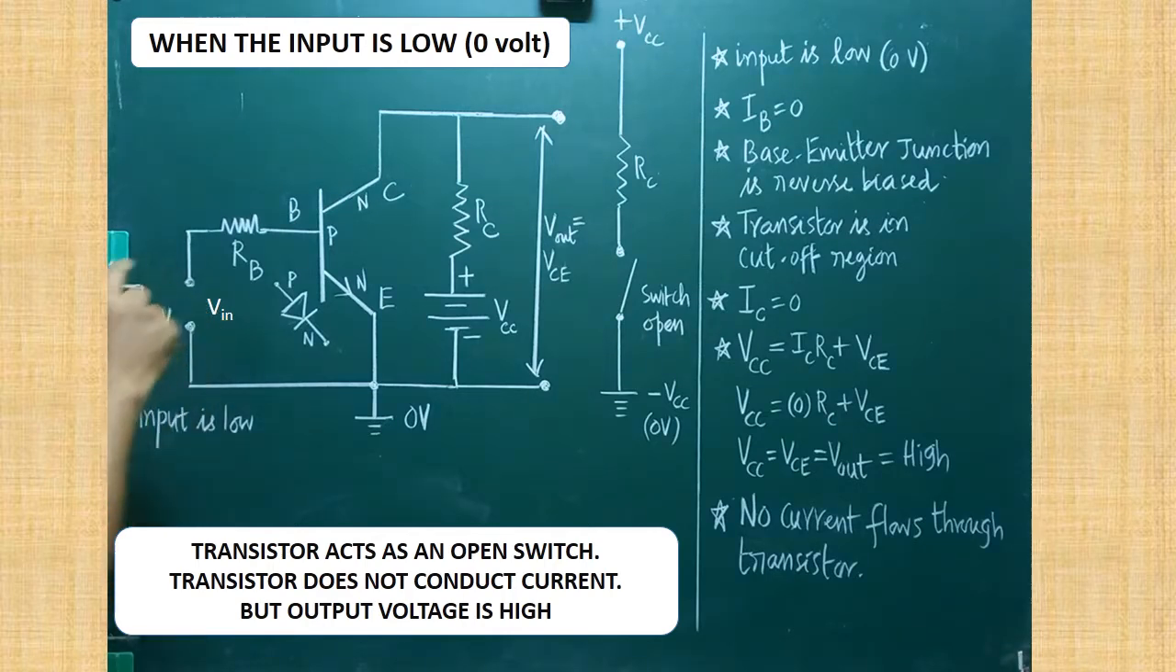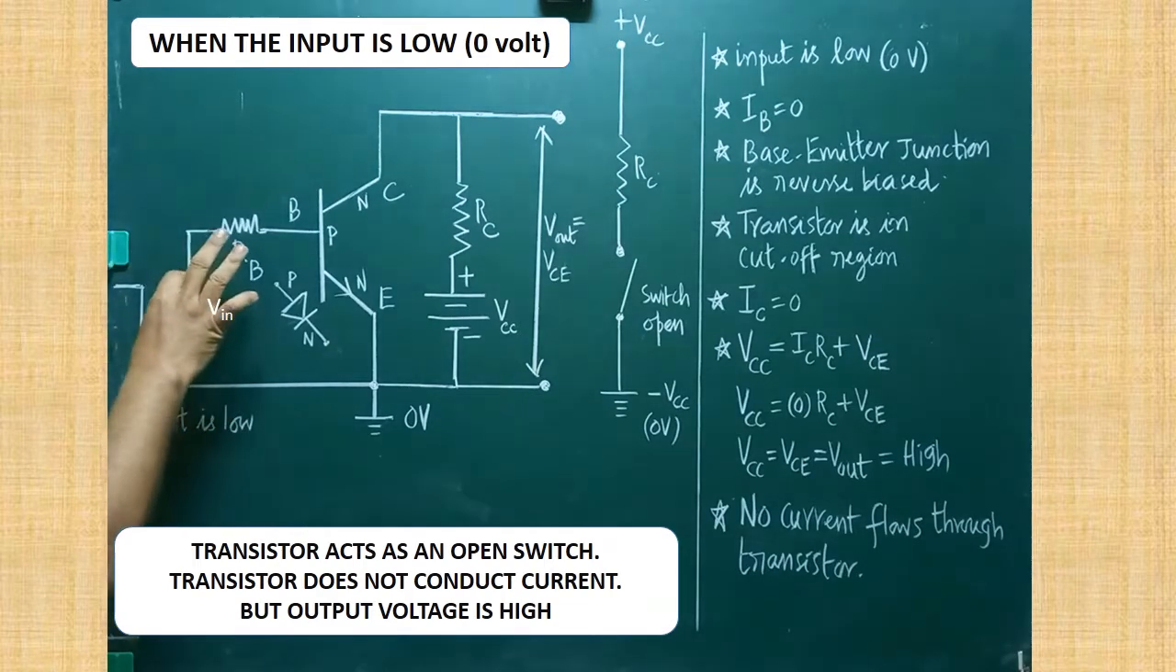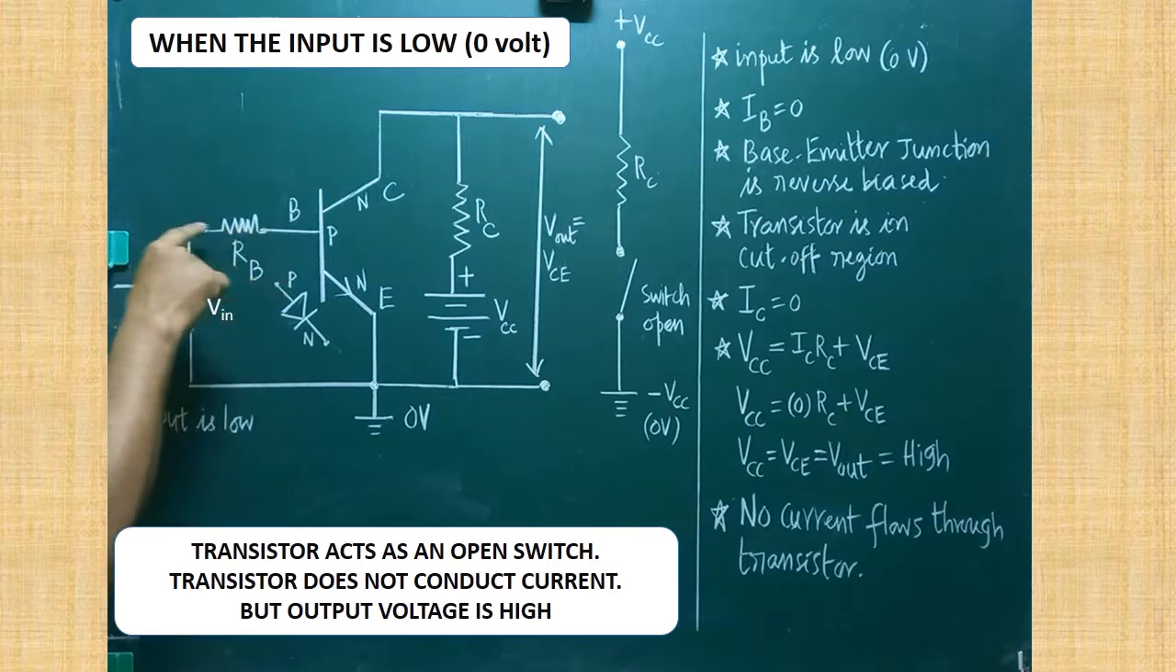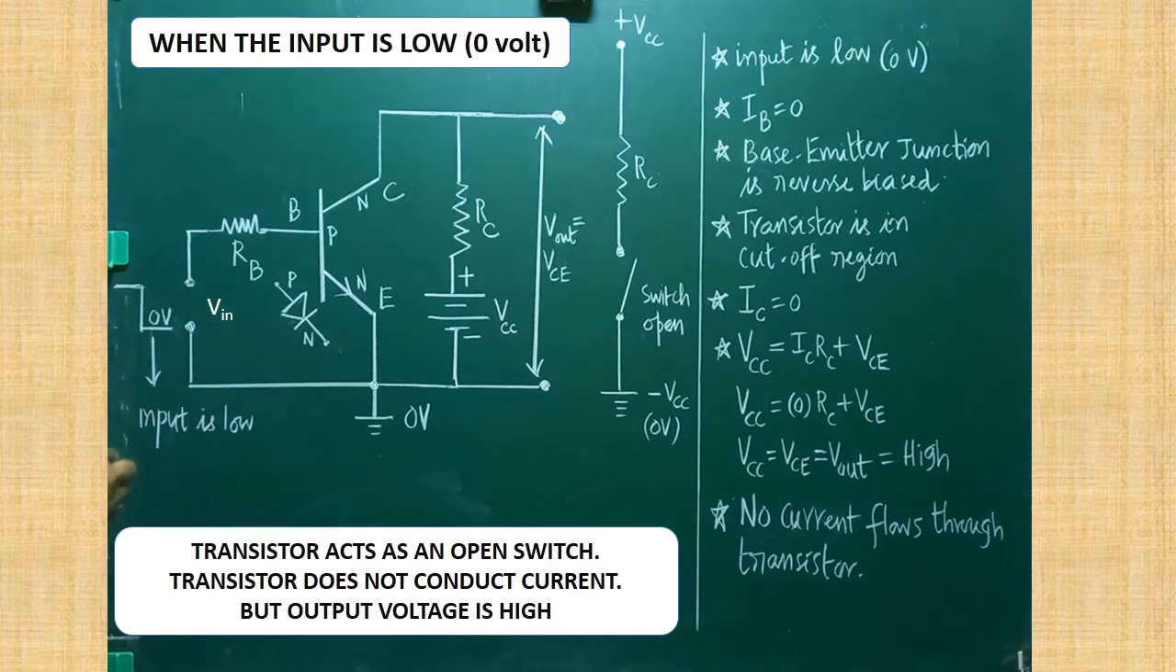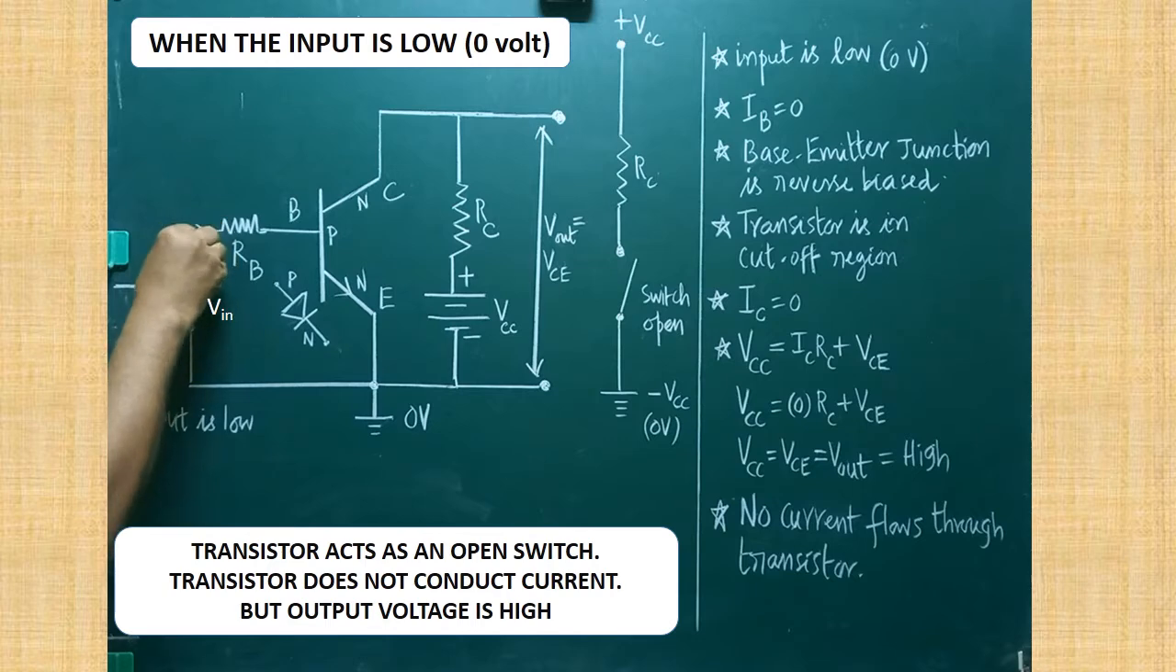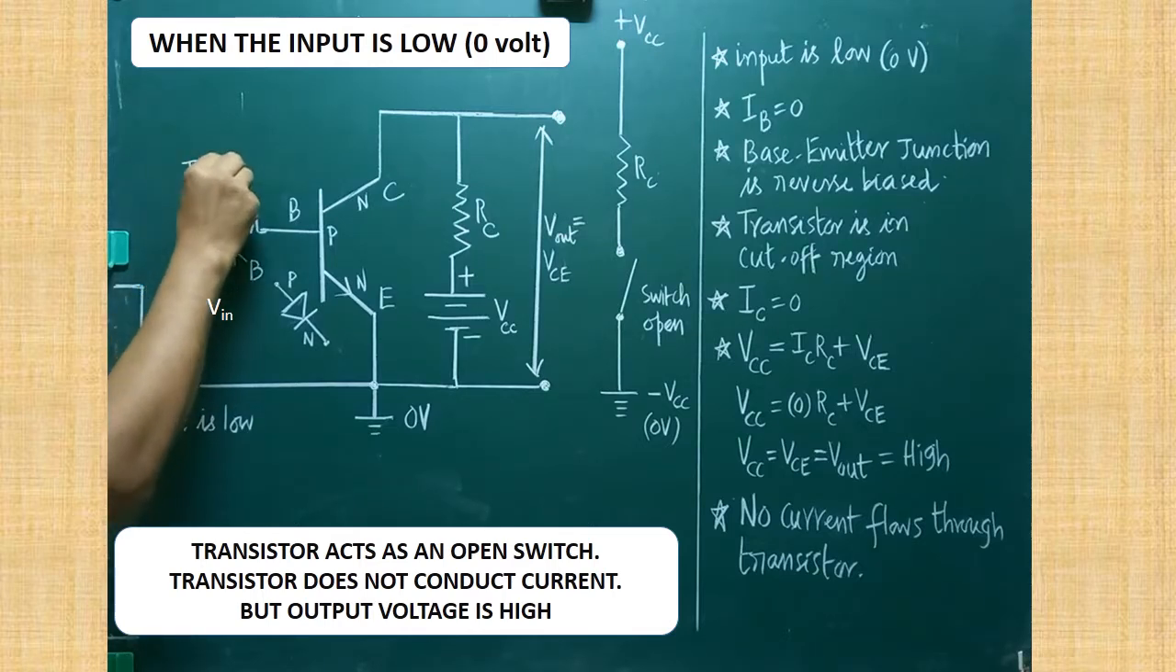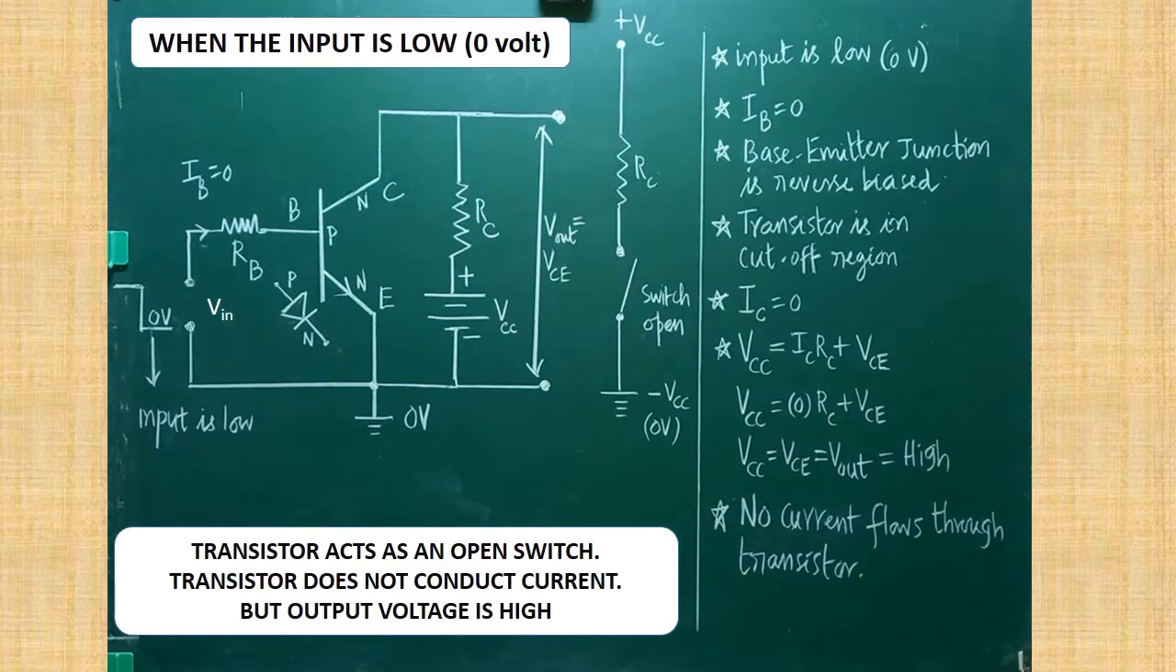When 0 volt is given across this, what will happen? When 0 volt is given, the base current will be 0. There won't be any base current. Are you clear? Because low voltage is given, 0 voltage is given. First thing is, since the input voltage is low, Vi is 0, there won't be any base current. That must be learnt. IB must be taken as 0. So no current flows through the RB.